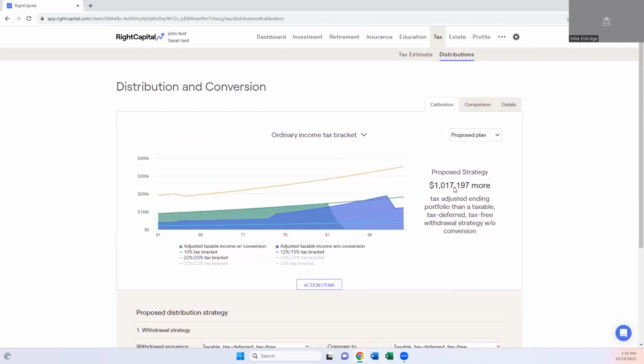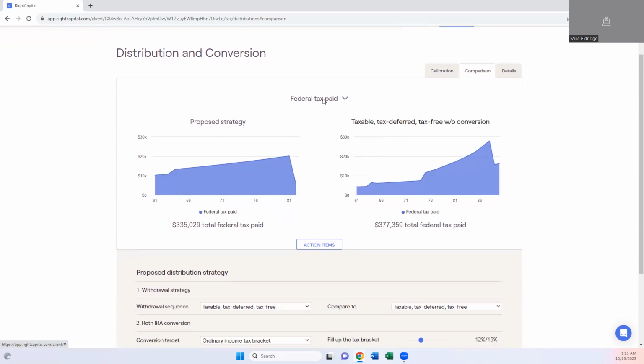Okay. And then let's see, we can go to comparison here. So when you create your account, you'll go to the tax tab, and then you'll go to distributions, and you'll get this. Let's go to comparison. I want to show you something else I like. This is federal taxes paid. So you actually pay more taxes. No, the proposed strategy here. So you pay about $335 in total taxes, where here you pay about $377, and that's in your lifetime.